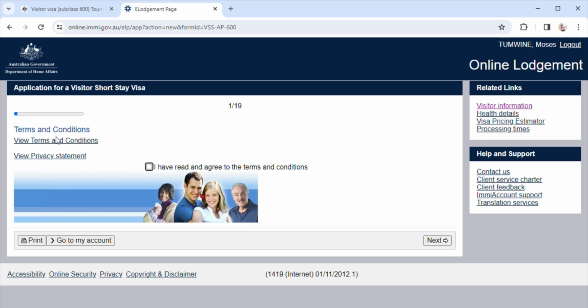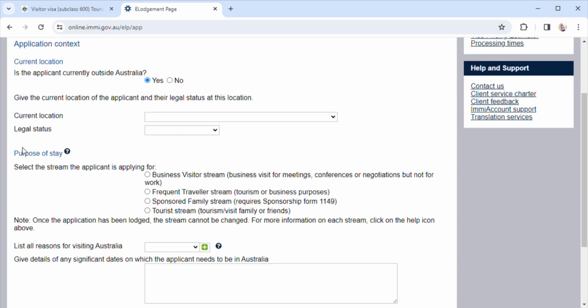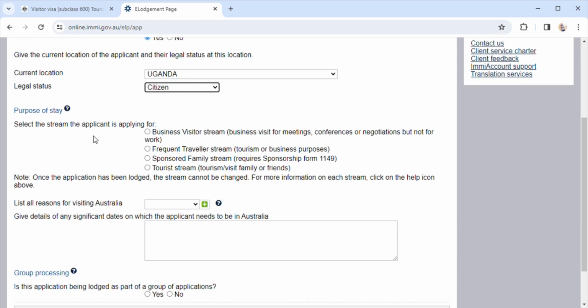This is the first step of your application form. I have read and agreed to the terms and conditions. You say next. Is this applicant currently outside Australia? You say yes. Country of location, you say Uganda if you're in Uganda. Legal status, they're asking you. If you are a citizen, you say citizen.